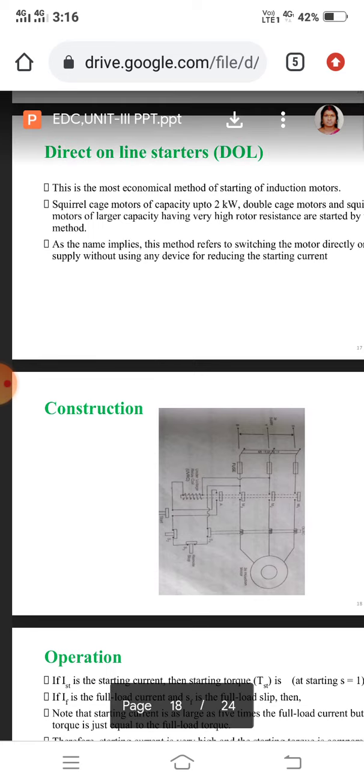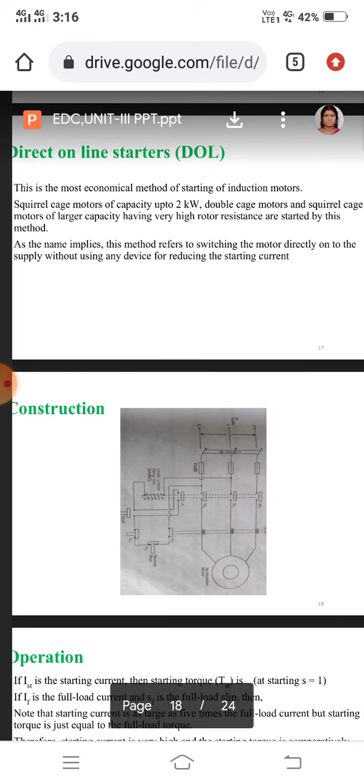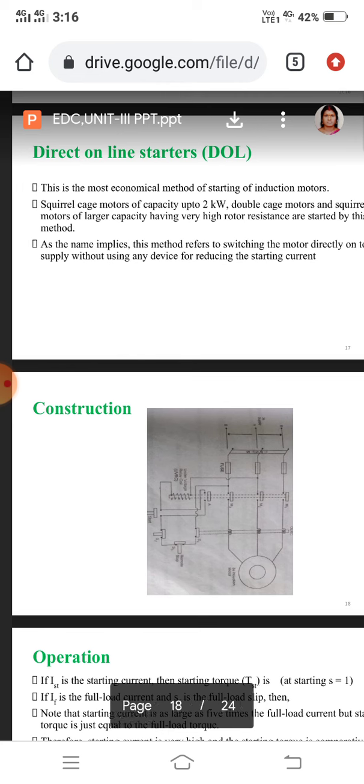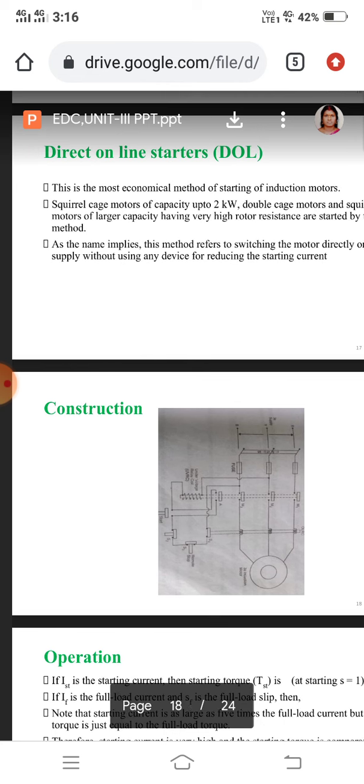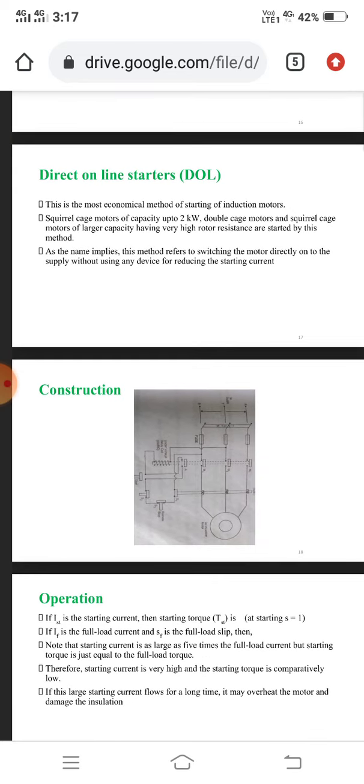In that condition, the DOL starter is the most economical method of starting induction motors, especially squirrel cage motors of capacity up to 2 kilowatt. Double cage motors and squirrel cage motors of large capacity having very high rotor resistance are started by this method.